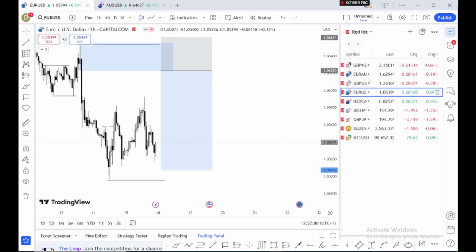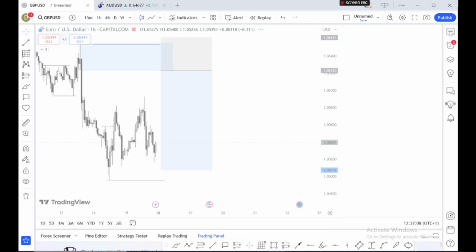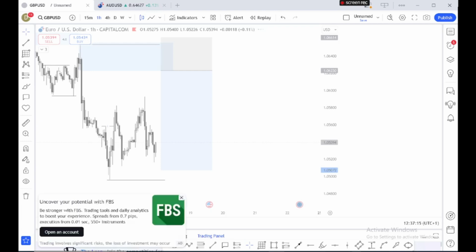So let me go straight to GBPUSD to see what we are actually looking out for on this GBPUSD. It's crazy that my network is kind of slow today, but we just have to manage it. Just have to manage it and see.